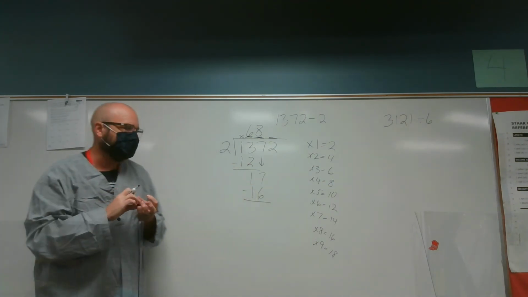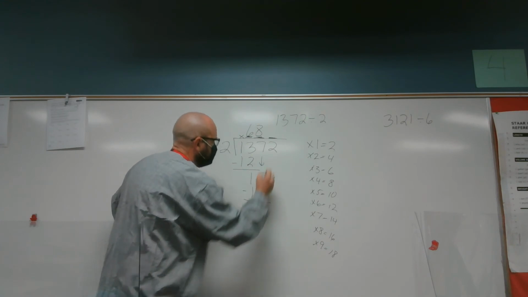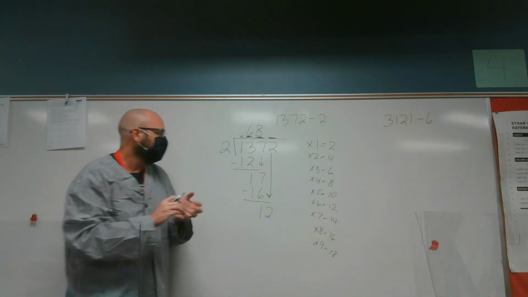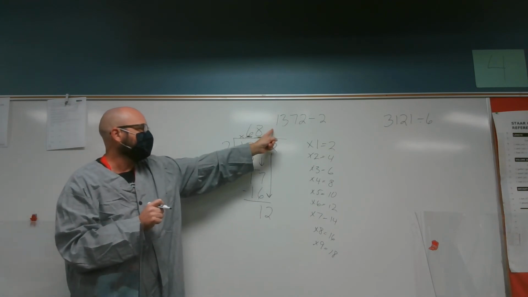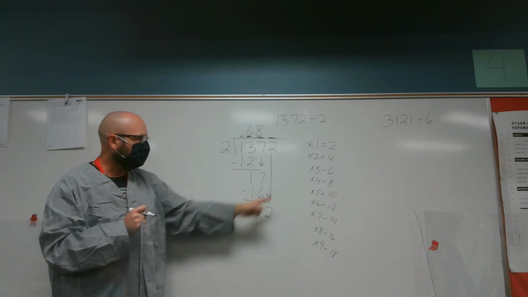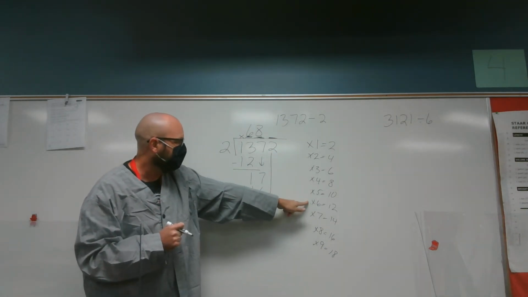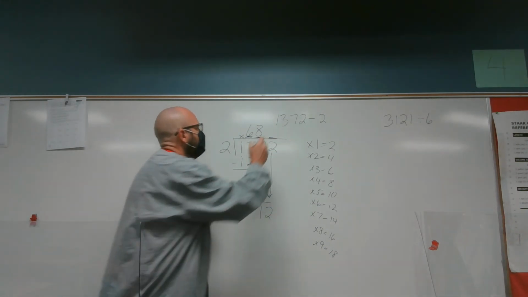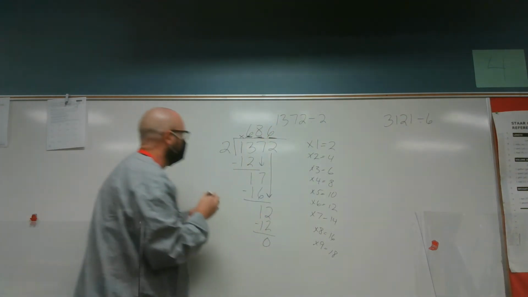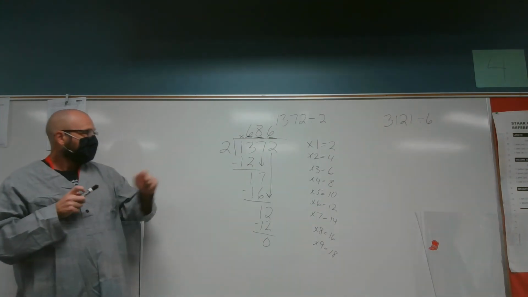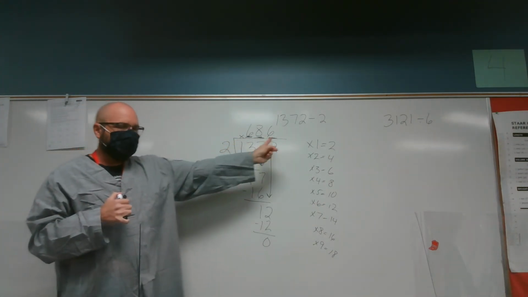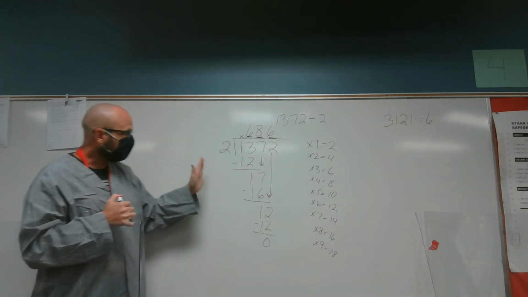17 minus 16 is 1. Now I bring down the 2. So now my next number in my quotient goes directly above the 2. 2 goes into 12 six times. 2 times 6 is 12. And I put it down here, and I subtract, and I get 0. So since I got 0, I have nothing else to bring down. I'm done. It's a 3-digit quotient, just like I predicted.